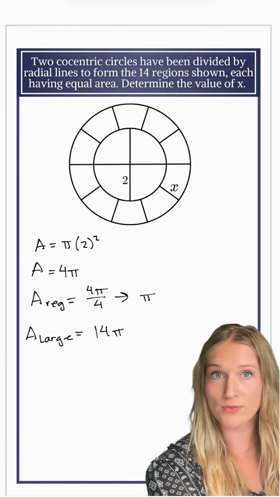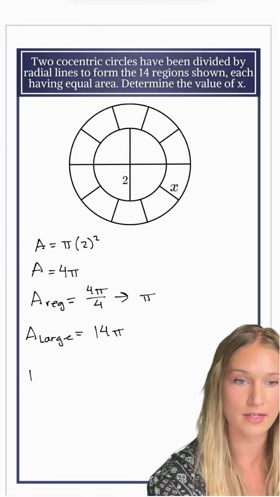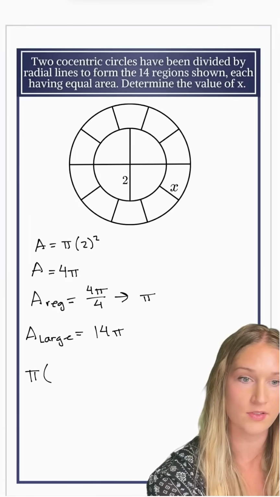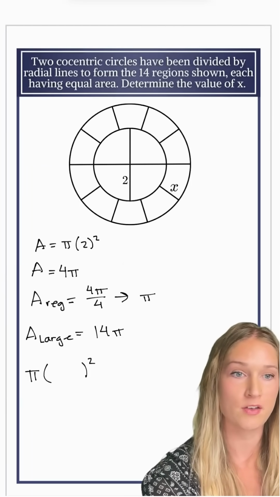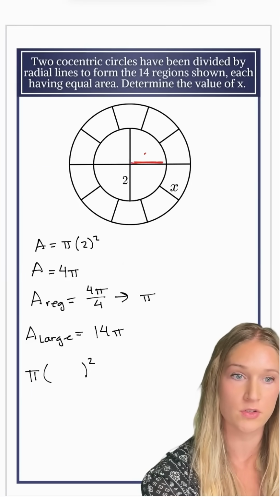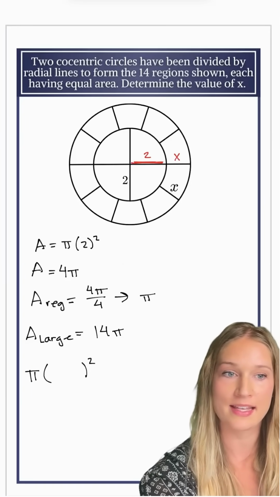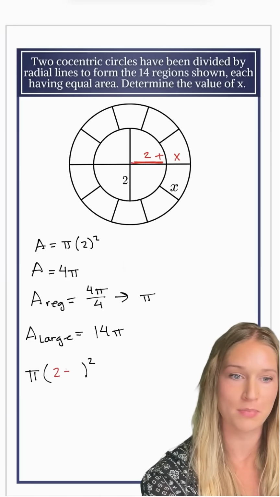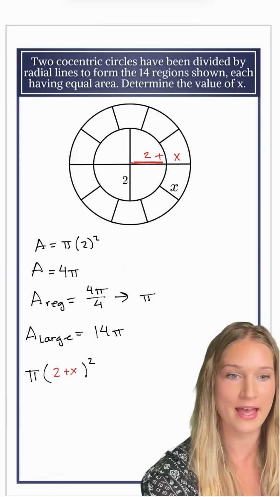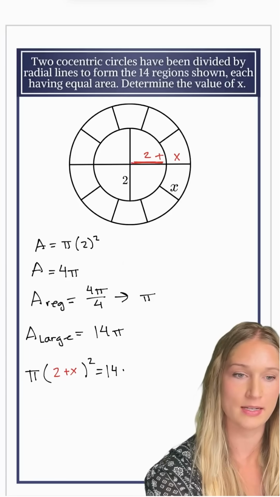But I can also write the area of the large circle as pi times the radius of the large circle squared. Well, the radius is composed of both the radius of my small circle, which is 2, and this segment x. So the large circle has a radius of 2 plus x, and that is going to equal 14 pi.